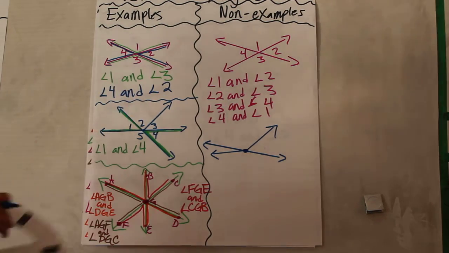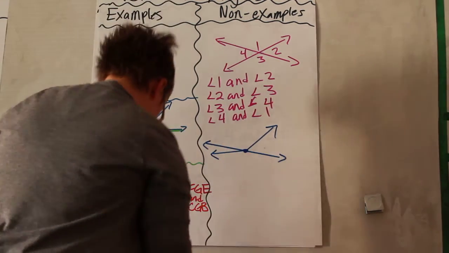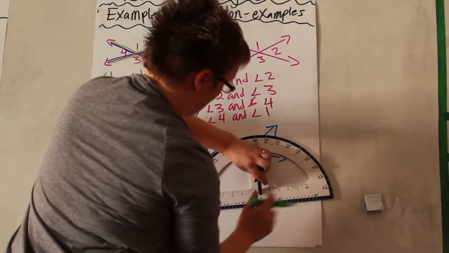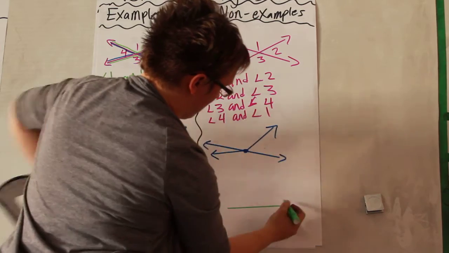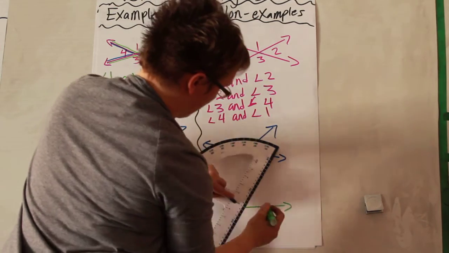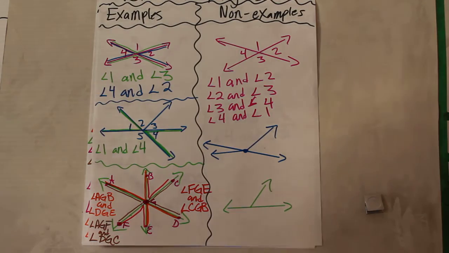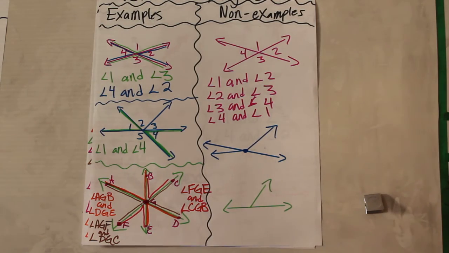One more non-example here. If we have something that looks like this, there are no vertical angles in that. There are only supplementary angles in that.